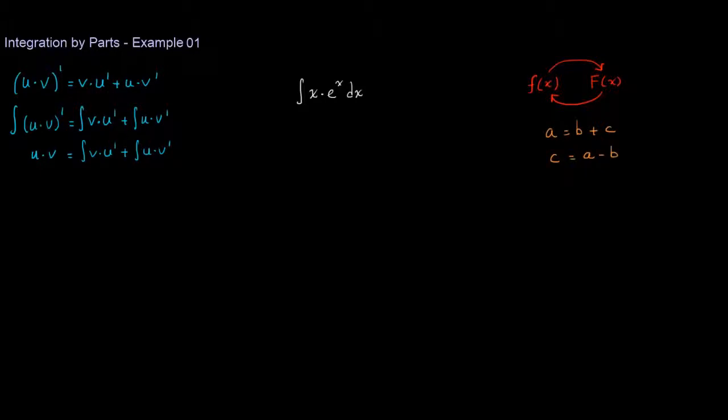Now, imagine what you have here. This is a, this is b, and this is c. So if you solve this expression to get c, which is a minus b, in terms of the expression that we have in blue, we will get the integral of u times v prime. This is basically a small little trick of algebra. So it will be equal to u times v minus the integral of v times u prime.